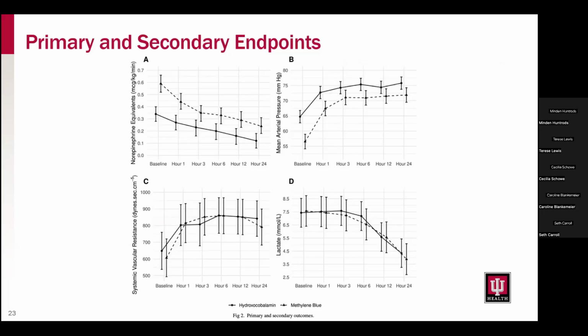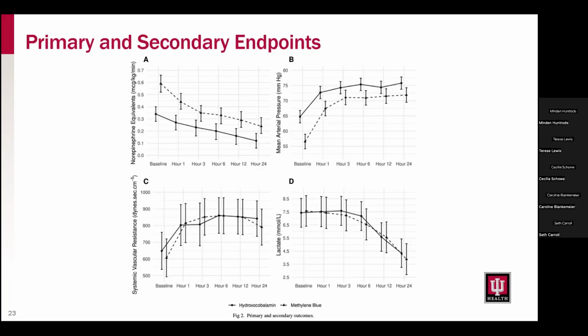And so for box A, this was the primary outcome with norepinephrine equivalents on the left-hand side, and then the hours on the bottom line. As you can see, the circle or complete line is the hydroxocobalamin, and the methylene blue group is the dotted line. The methylene blue group did at baseline have higher norepinephrine equivalent requirements compared to hydroxocobalamin. And this was statistically significant, but they also found that hydroxocobalamin decreased norepinephrine equivalents significantly more. But as you can see, they both decreased pretty similarly.